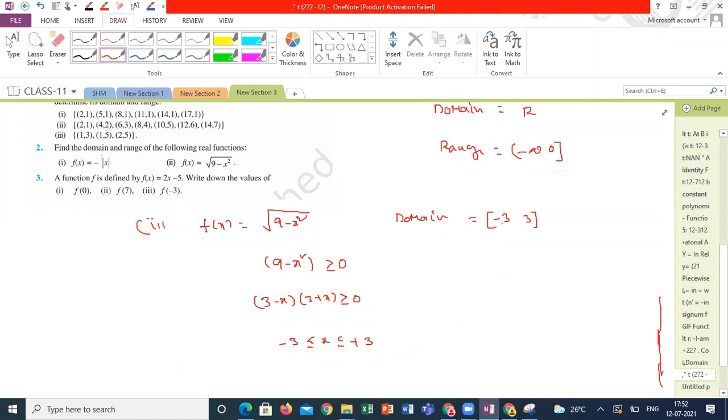Okay, sir. I think I told the range. No. The range is what? What is the range of this function? Anyone? What is the range of this function? 0 to 3. Why won't you get any negative value?